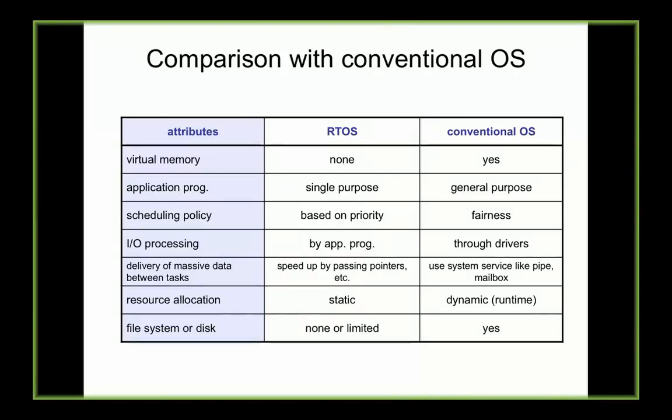Though the difference between real-time OS and a general purpose OS is getting blurred, it's important to place them here. So like, real-time OSs usually do not support any virtual memory. Conventional OS does that. Now, what do you mean by virtual memory? Do you guys know what you mean by virtual memory? Anybody? Let me see the chat window. No.